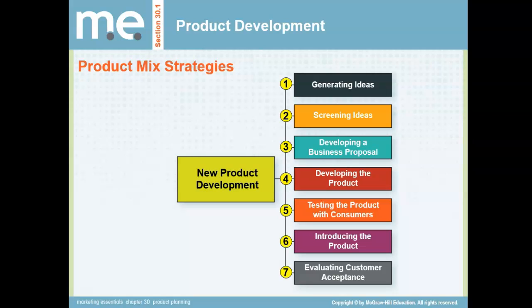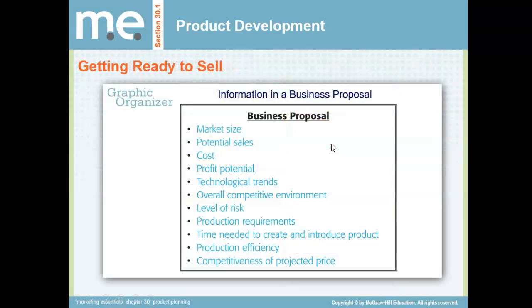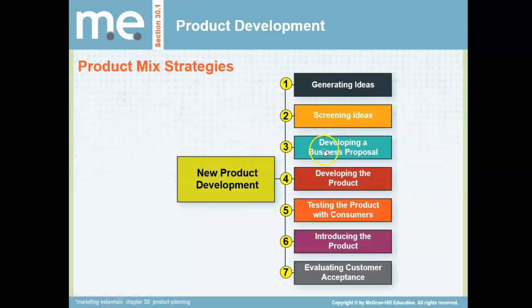So new product development, and this is exactly what we did on the first step. We generate ideas, screen ideas, develop a business proposal. Step 3, that's where this was. So you may already have this down. If so, don't worry about it. Just another way to look at this 7-step process, where we test the product with consumers once we've developed it, introduce the product, and evaluate whether or not it's being accepted or we need to go change something.